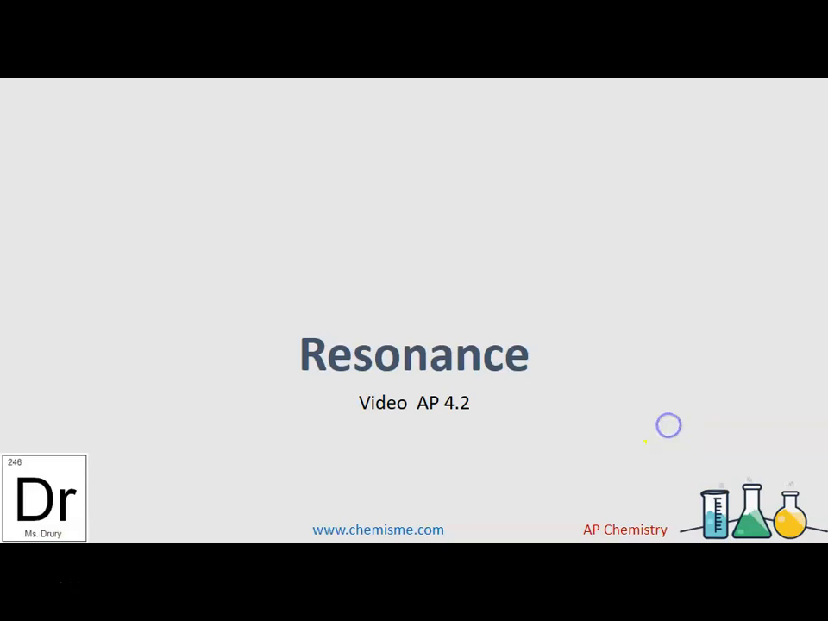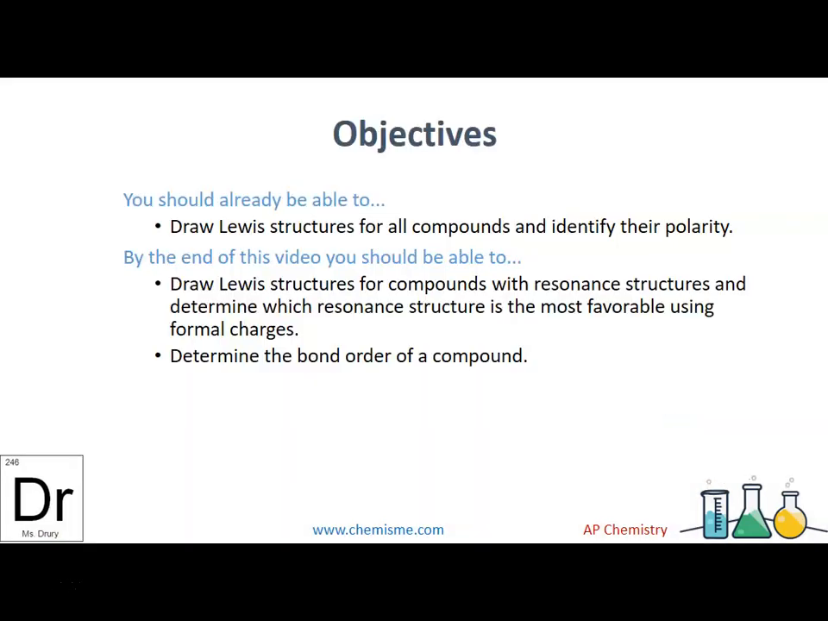This video is about resonance. You should already be able to draw Lewis structures for all compounds and identify their polarity, but by the end of the video you should also be able to draw Lewis structures for compounds with resonant structures and determine which resonant structure is the most favorable using something called formal charges. And we're also going to determine bond order. It sounds like a lot, but they're actually not too bad.